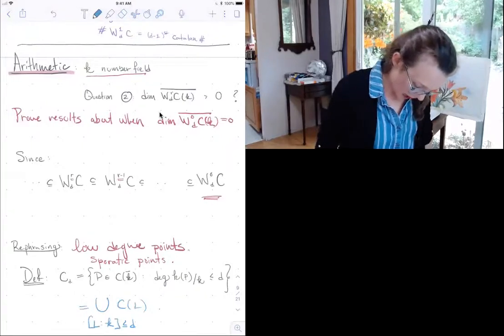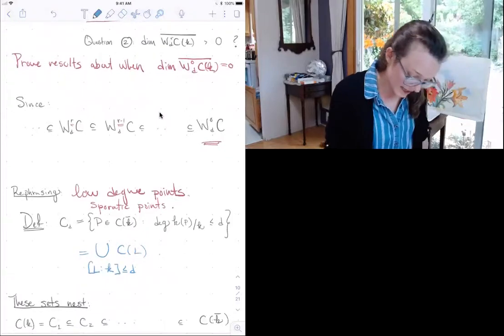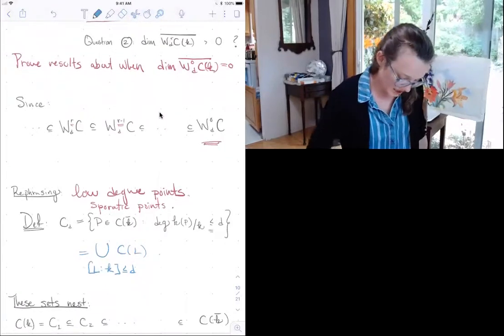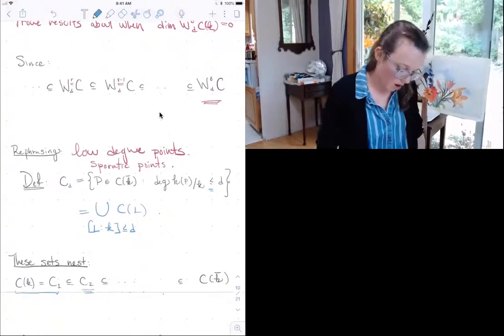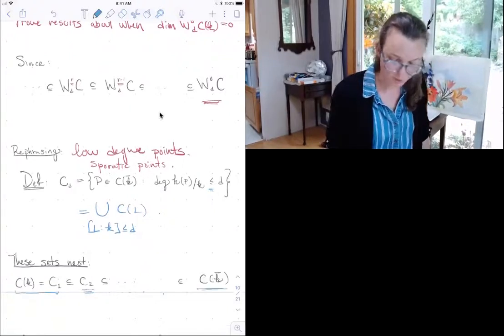Okay, so because I said less than or equal to d, these sets nest. So there are the rational points, that's C1, which sit inside the degree at most 2 points, etc. And these all sit inside this huge set of algebraic points on the curve.